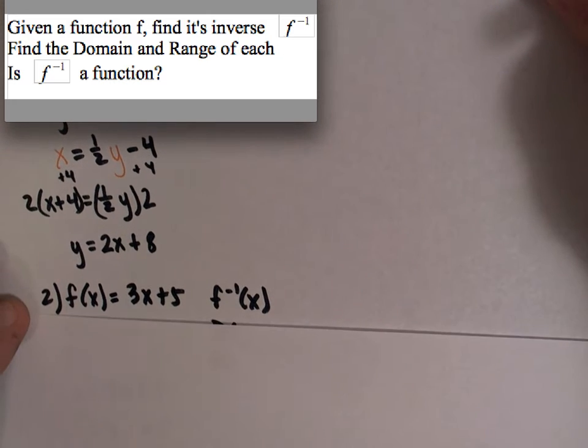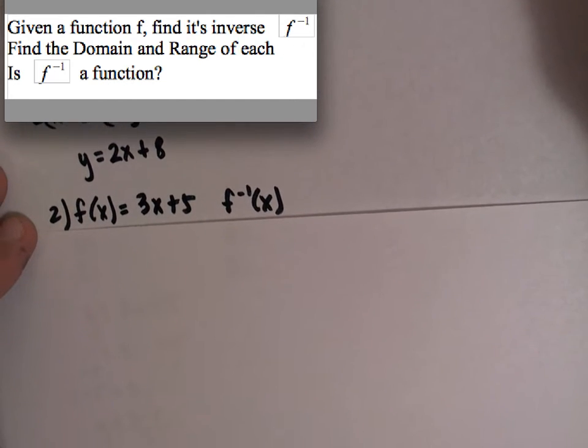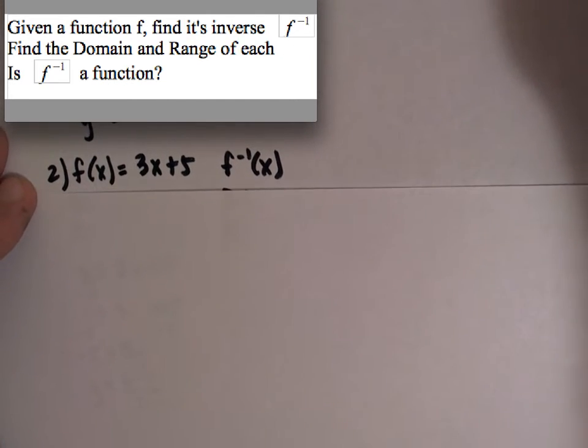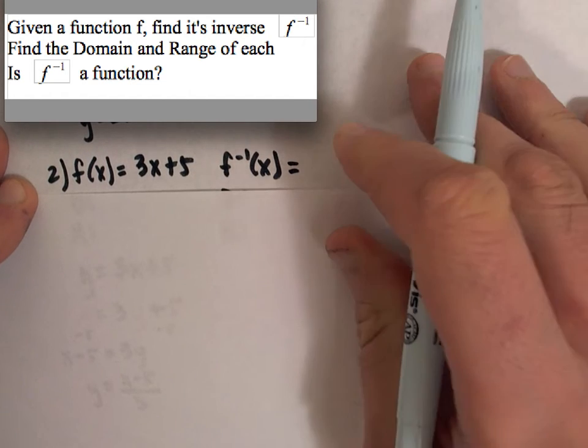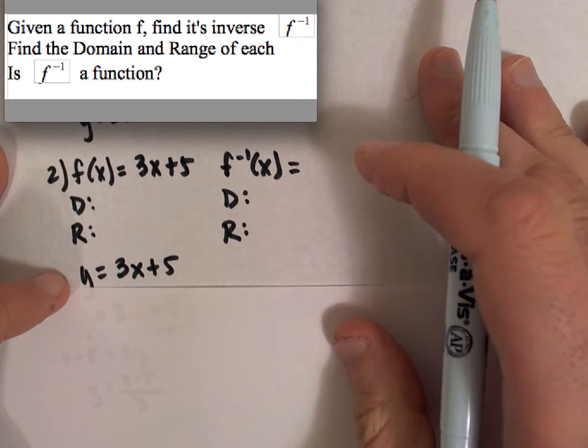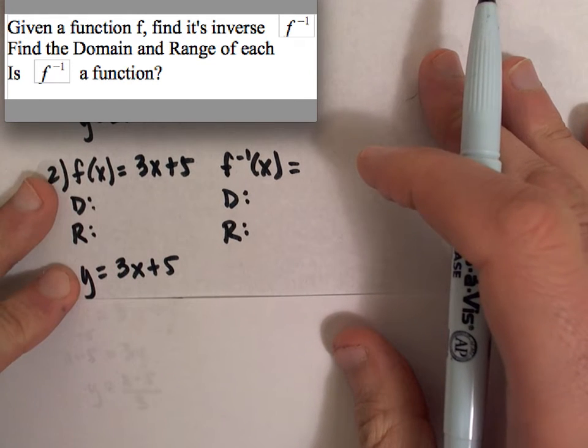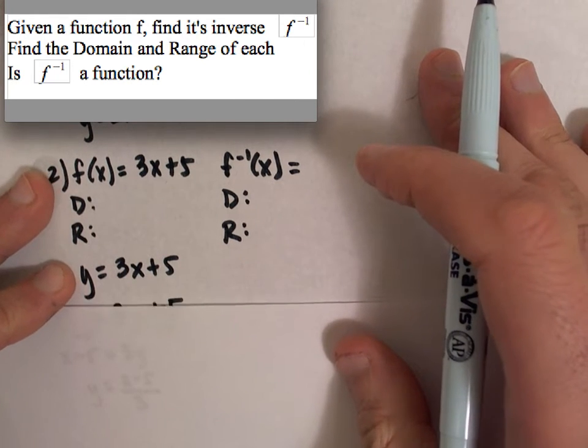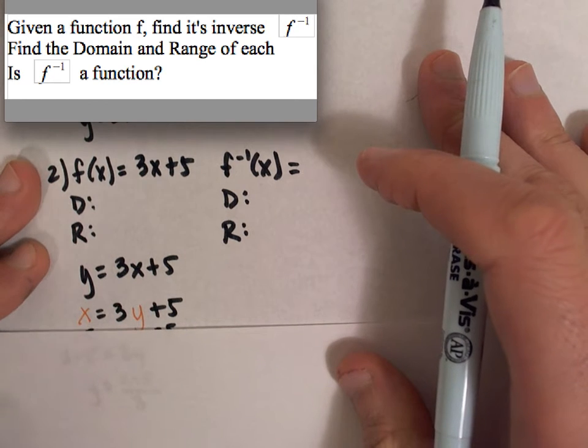So f of x equals 3x plus 5, another linear example. We're going to find f inverse here. First off, we're going to write this with a y. So y equals 3x plus 5. Then we're going to switch x and y. Remember, switch x and y. There we go. Then we're just going to solve for y.